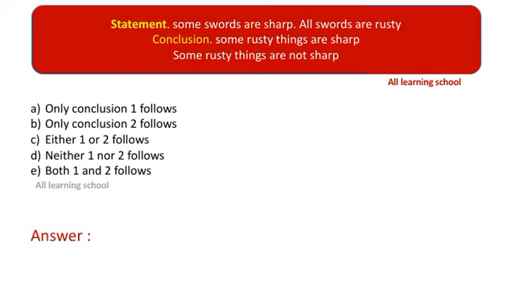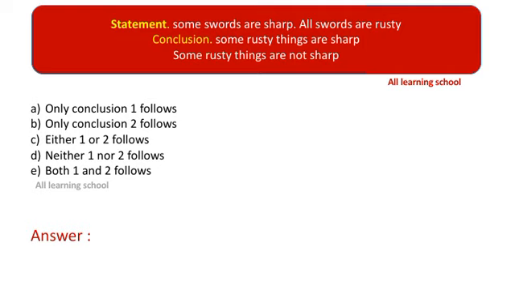10. Question number 10 is: some swords are sharp, some sharps are rusty. Here: some swords are rusty. Here first of all, first statement is positive, second statement is also positive. If both statements are positive, their conclusion cannot be negative. Negative conclusion will be wrong if both statements are positive.